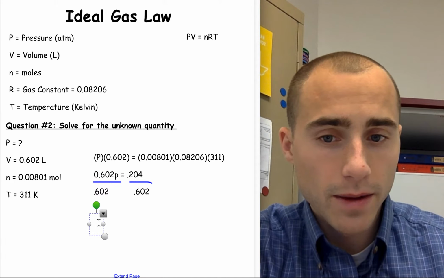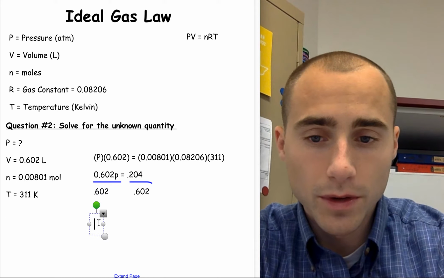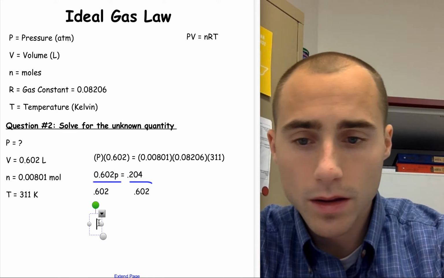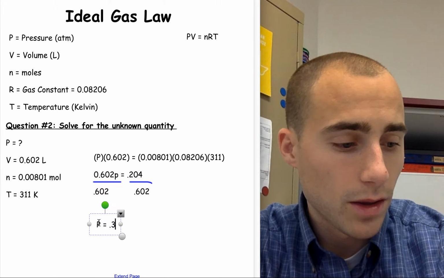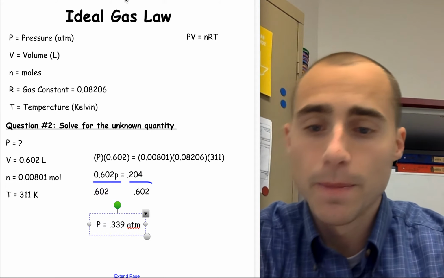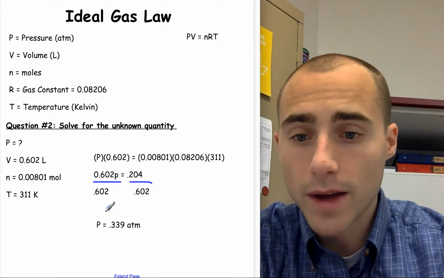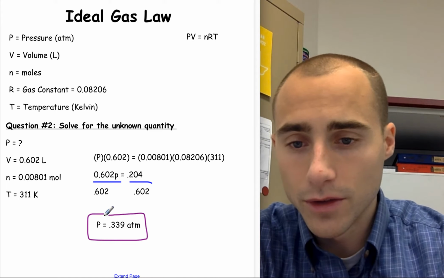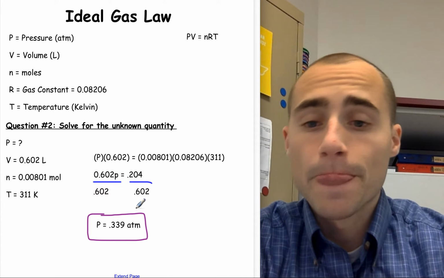And so that's going to give us our answer, 0.204 divided by 0.602. My answer, solving for P, equals 0.339 atmospheres. Let's put ATM. So that's going to be our pressure for that one. That should be the answer that you got. If you rounded just a little bit differently, that is just fine. But that is going to be our answer, 0.339 atmospheres.